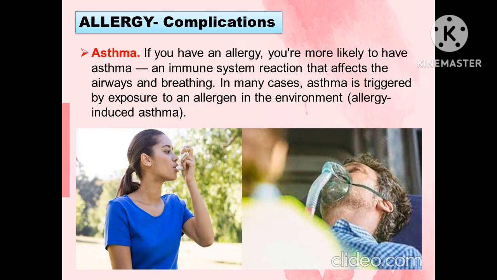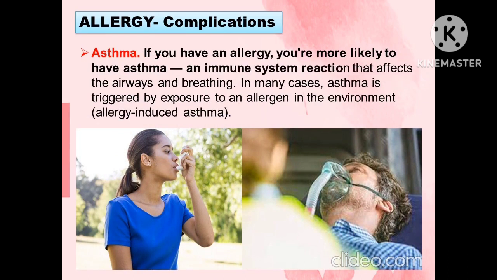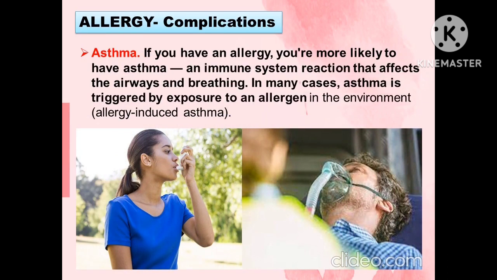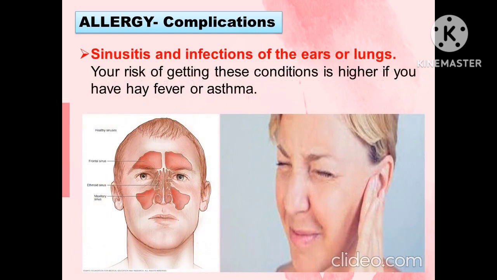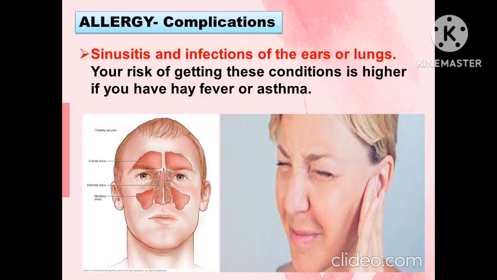If you have an allergy, you're more likely to have asthma, an immune system reaction that affects the airways and breathing. In many cases, asthma is triggered by exposure to an allergen in the environment, or allergy-induced asthma. Another complication of allergy is sinusitis and infections of the ears or lungs. Your risk of getting this condition is higher if you have hay fever or asthma.